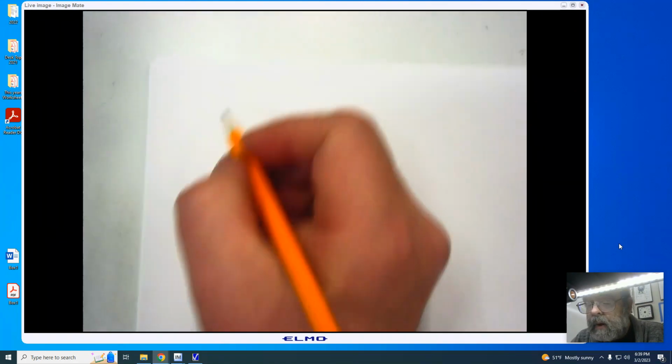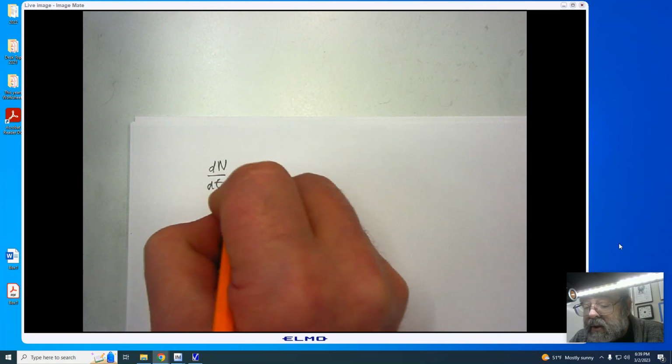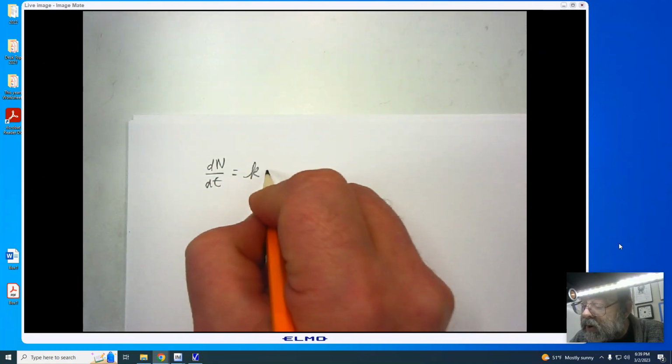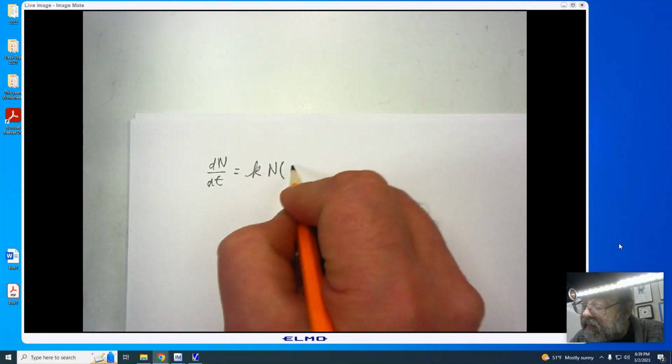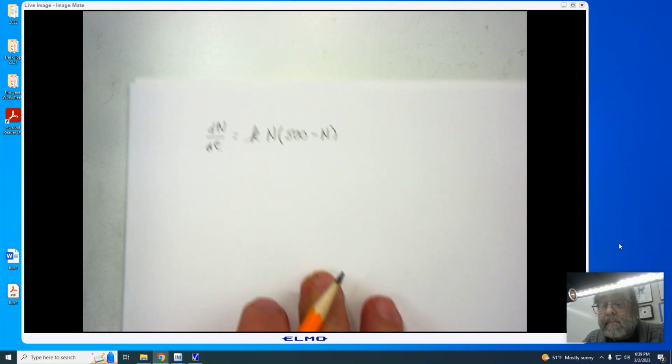So here we go. We're going to immediately write our differential equation using the terms that they've given us. The rate of change of the population is directly proportional to the population and the difference between 500 and that population.